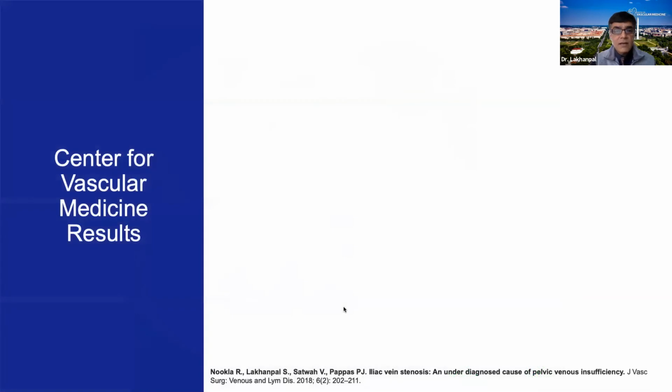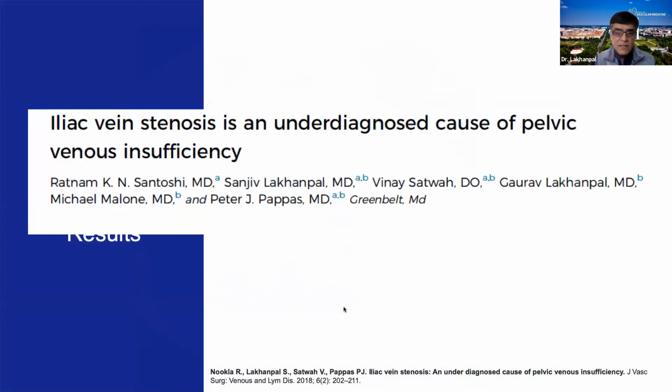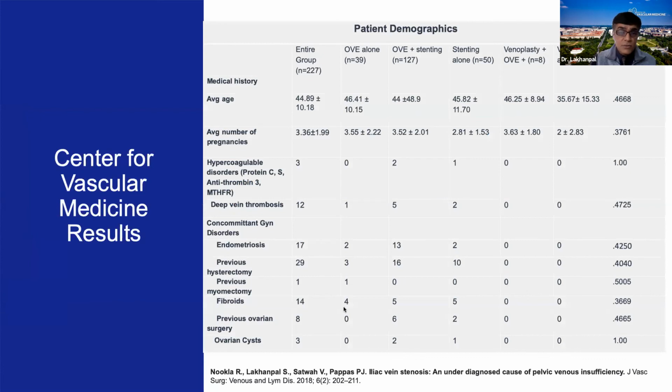So when we did a retrospective analysis of all the patients that we had treated, we came up with our paper, published in 2018: iliac vein stenosis is an underdiagnosed cause of pelvic venous insufficiency. Prior to that, I have to give credit to Dr. Doherty, who had published a small series of about 19 patients in 2015, in which he had looked at patients who presented with chronic pelvic pain and had ovarian vein reflux and iliac vein compression, and they ended up just stenting the iliac vein outflow with complete relief of a majority of these patients. So our study also showed the same.